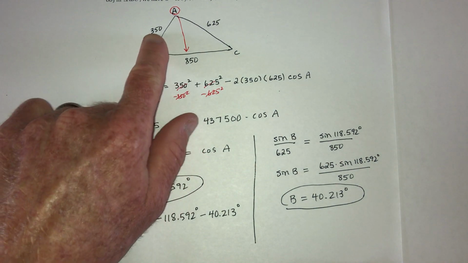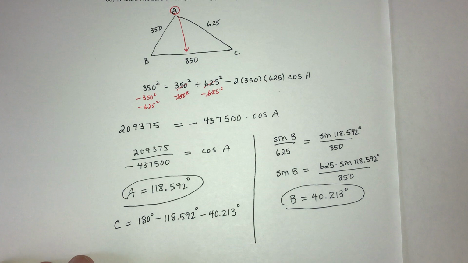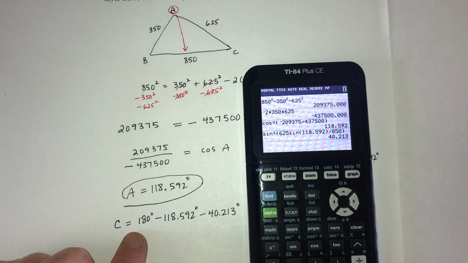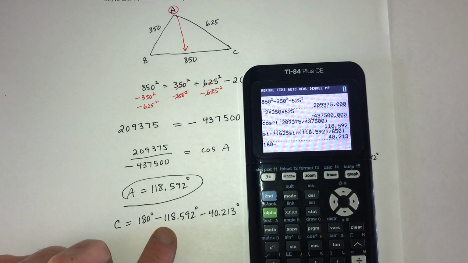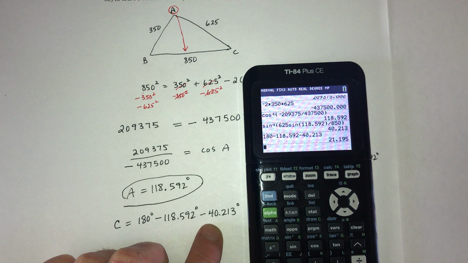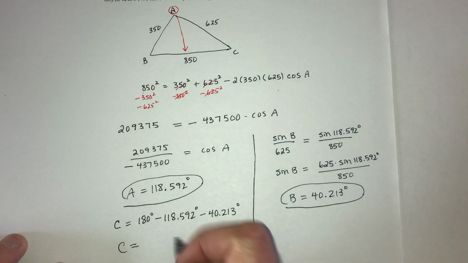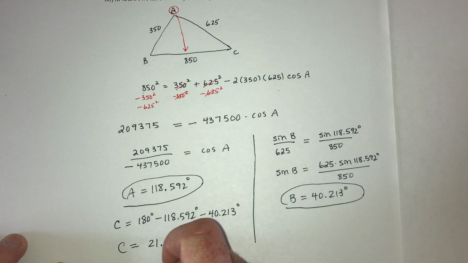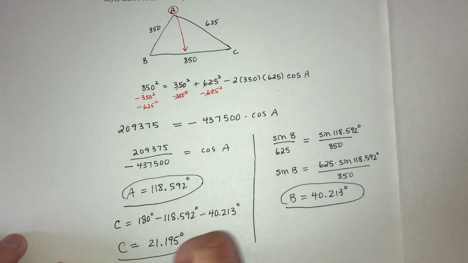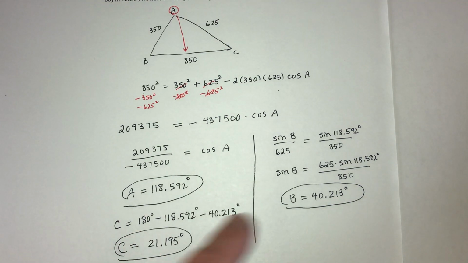And let's see, the C, that's the smallest side, so this should be the smallest angle. Let's see if that theory works out. 180 minus 118.592 minus 40.213. Yep, that's the smallest angle. C is equal to 21.195. So now we have all three sides and all three angles.